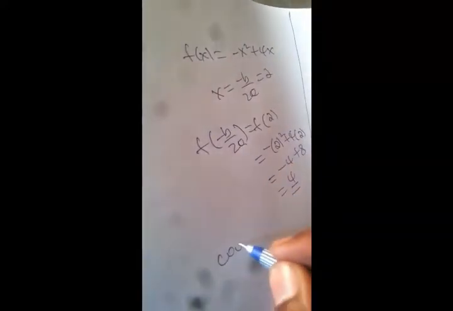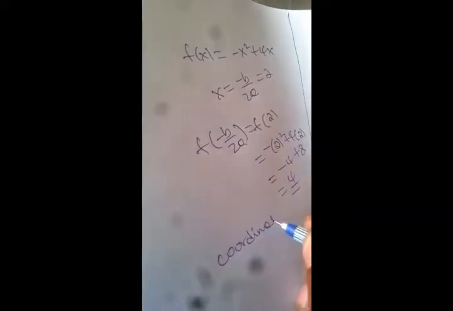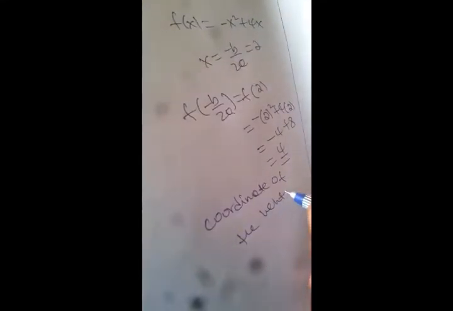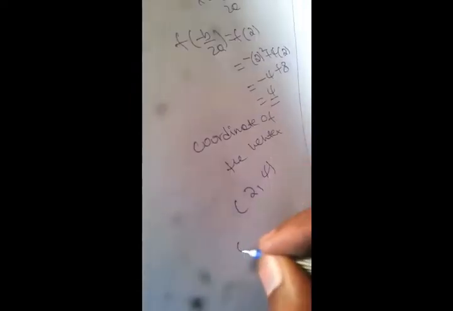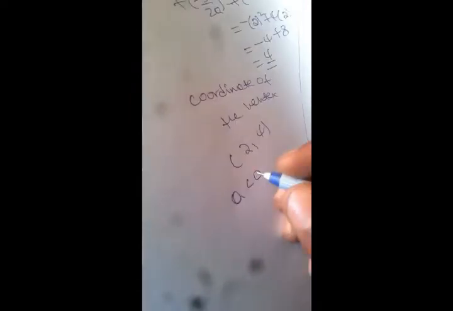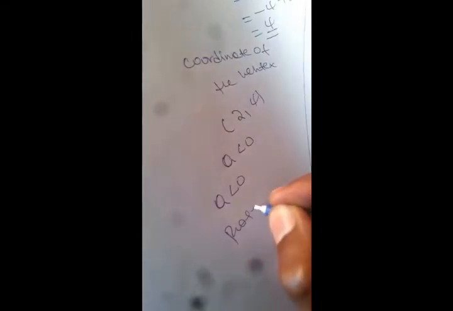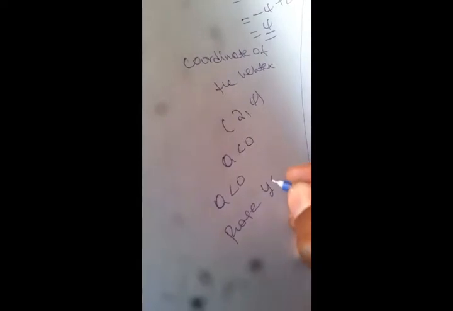Therefore, the coordinate of the vertex will be what and what? 2 and 4. And the value of a is less than 0. So we have the equation: if a is less than 0, the range will be y less than or equal to f of minus b over 2a.